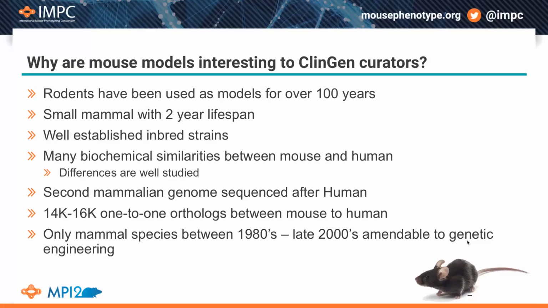There are about 20,000 human protein coding genes, and there are 14 to 15,000 one-to-one orthologs in the mouse. So for the vast majority of genes, we can study at a very simple level, and then in some cases there are duplications and deletions, but there are ways to work with that too. And up until the CRISPR era, it was the only vertebrate model where we could do genomic engineering. And I'll talk a little bit more about that.